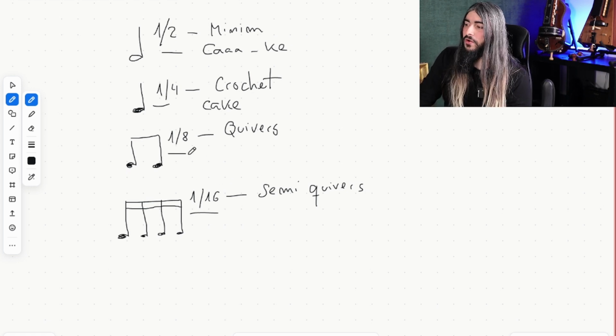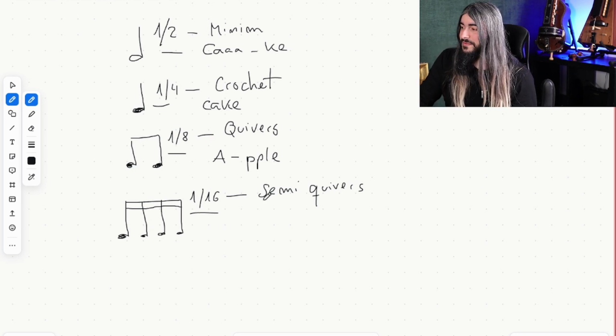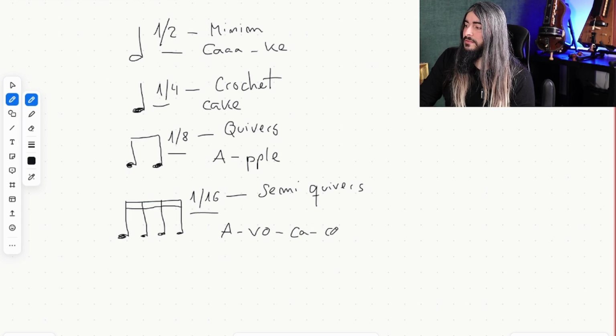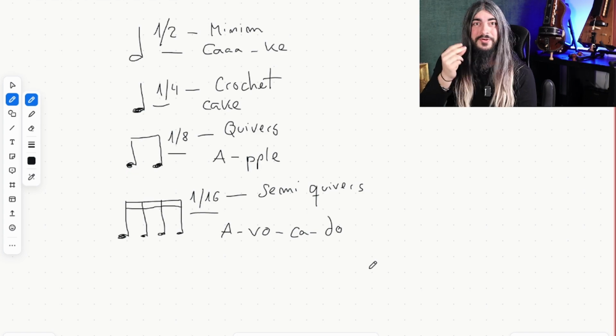The set of 2 eighth notes will be called apple. Apple, like this. It will happen in 1 beat also. Apple, apple, apple. Each syllable takes half of the beat. And then the semi-quavers, the set of 4 16th notes, will be called avocado, okay, which has to be very even and also inside of 1 beat. So avocado, avocado, avocado, avocado.